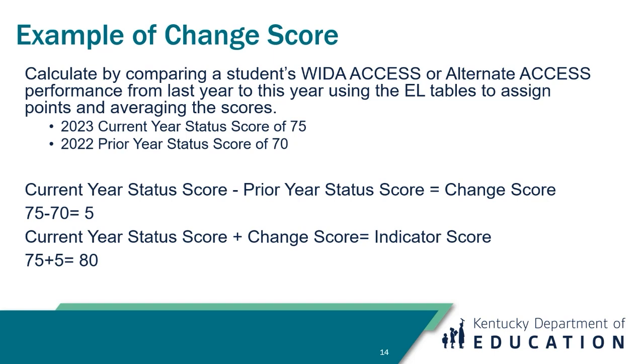But that's not all. When we take this change score and add it to the current year's status score, we arrive at what we call the indicator score. Adding our change score of 5 to the current year's status score of 75, we get an indicator score of 80. So in essence, the indicator score encapsulates both the present performance and the change from the previous year, giving us a comprehensive measure of change.